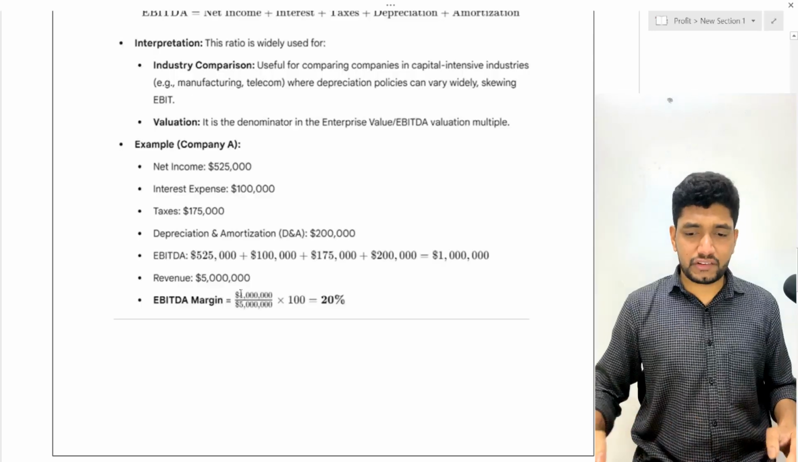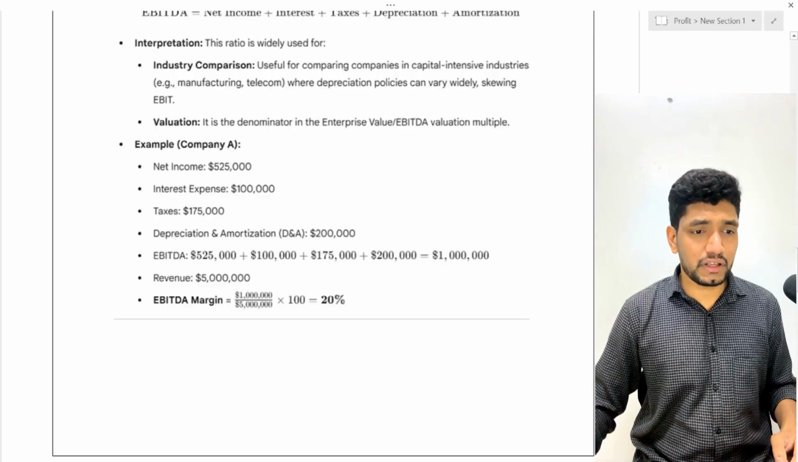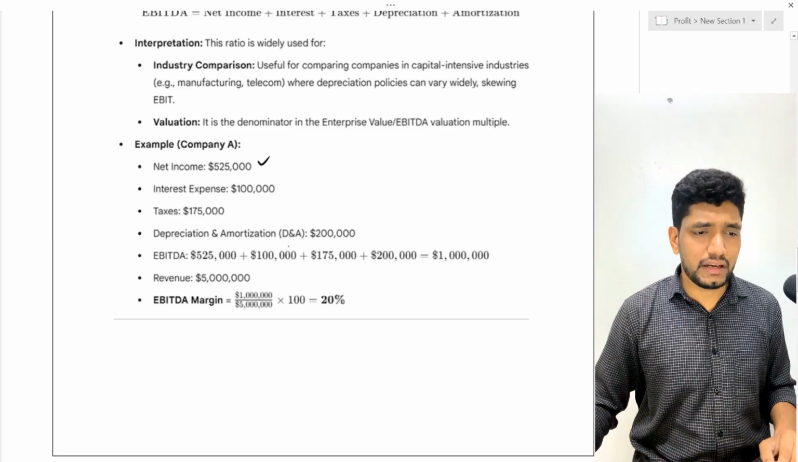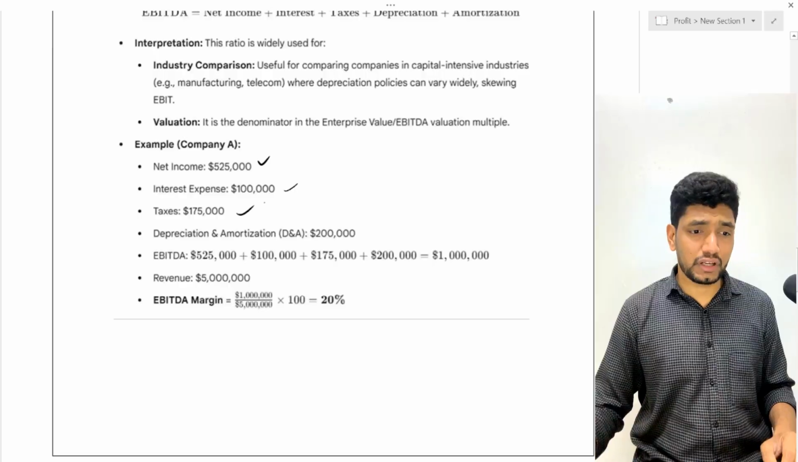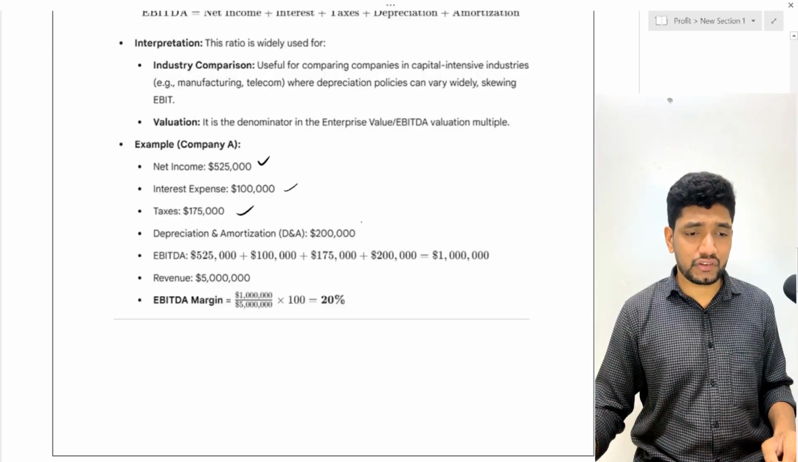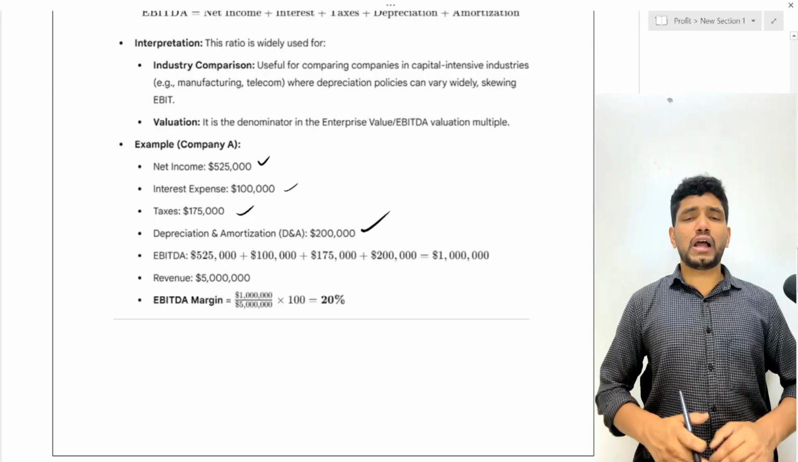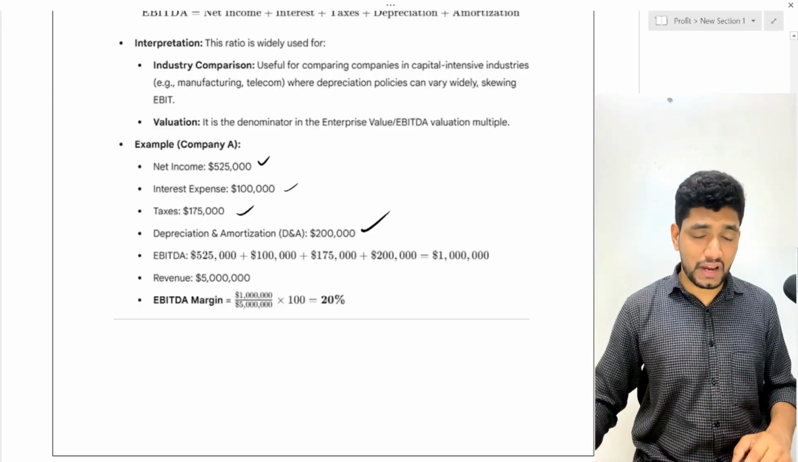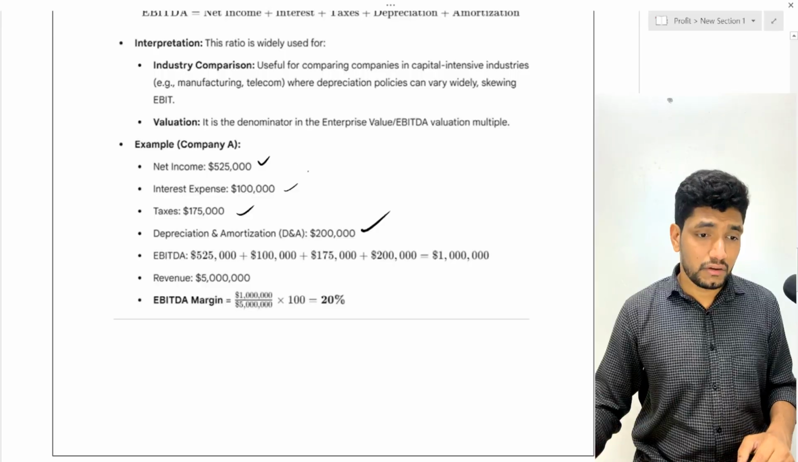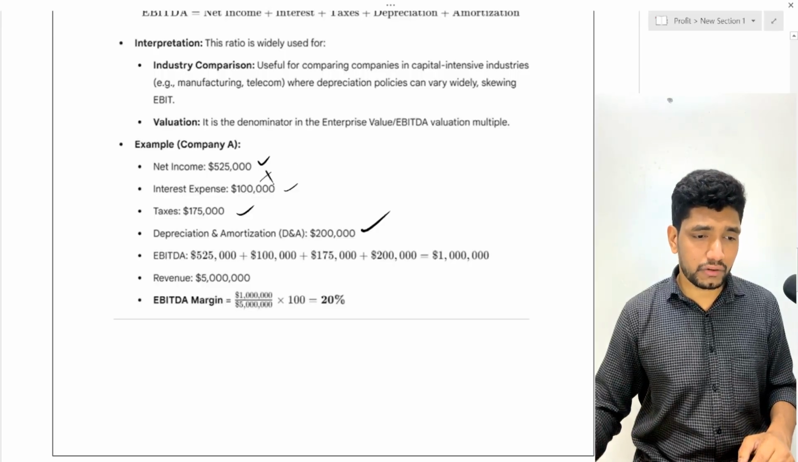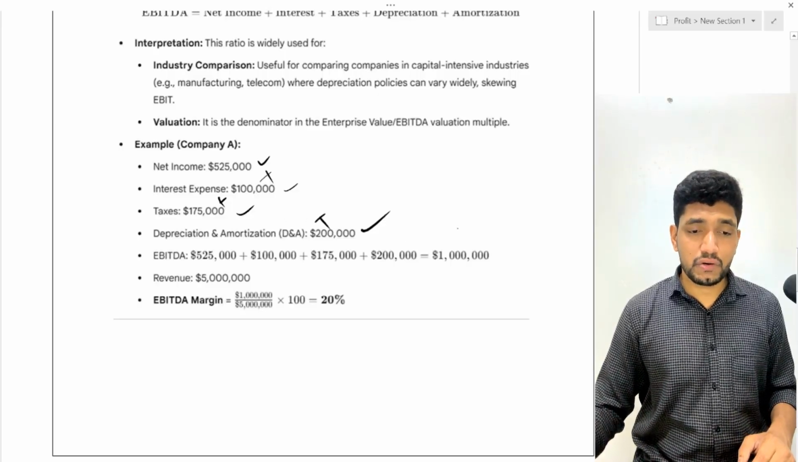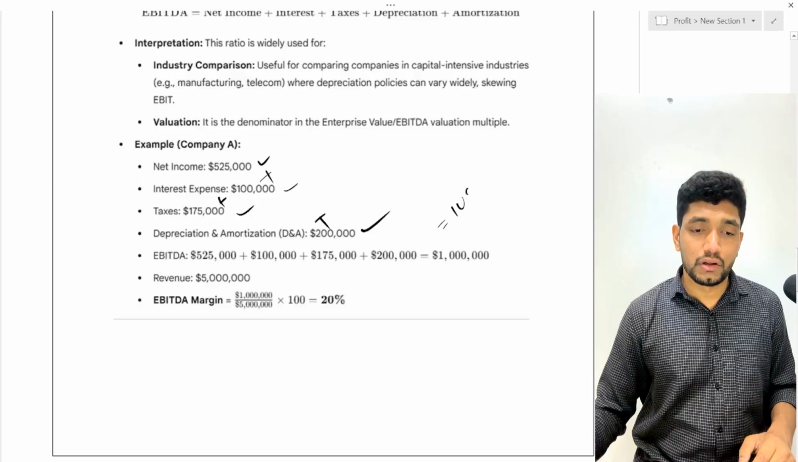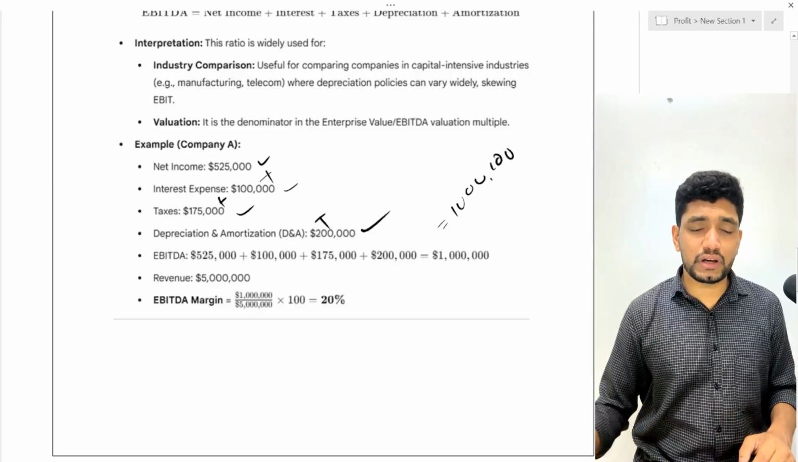So let's look into this example. In this example, the net income is 525,000 and there is an interest expense of 100,000 and taxes of 175,000. The depreciation and amortization is 200,000. So to calculate the EBITDA, we have to add back all of these: 525,000 plus 100,000 plus 175,000 plus 200,000. So you will end up with 1 million. So in this case, 1 million is your EBITDA.